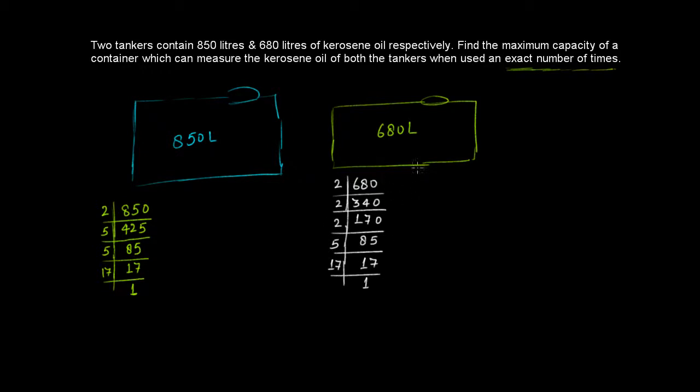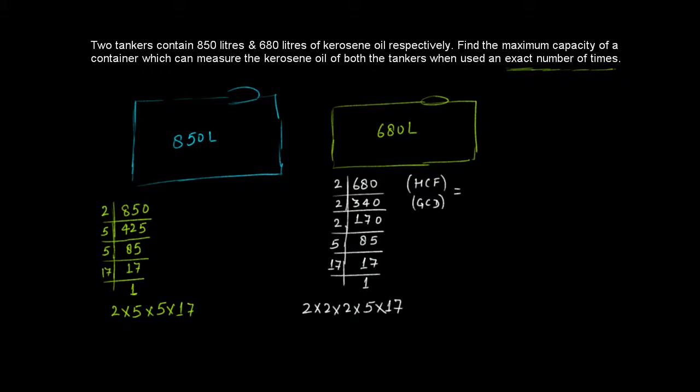Now to calculate the highest common factor or the greatest common divisor, whatever you want to say, either HCF or GCD, you can write it down here. This is 2 times 5 times 5 times 17. This is the prime factorization of 850. The prime factorization of 680 is 2 times 2 times 2 times 5 times 17.